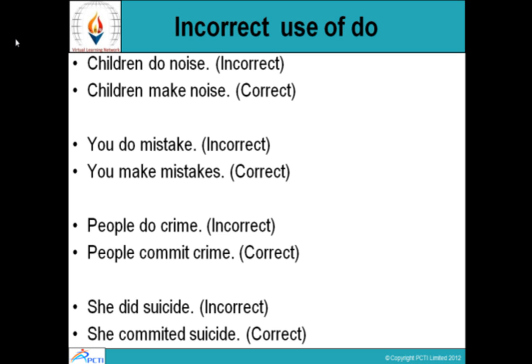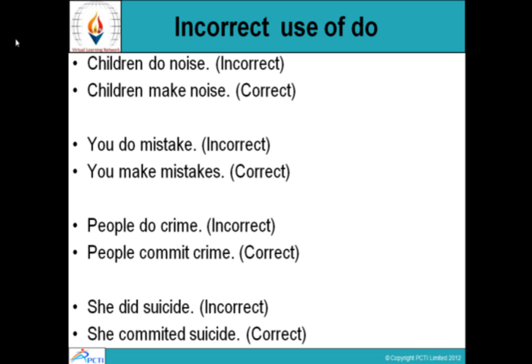Some incorrect use of do. Many times people use do in an incorrect way. Like children do noise. No. Children don't do noise. Noise is made. Children make noise. You do mistake. No. You can't do mistake.